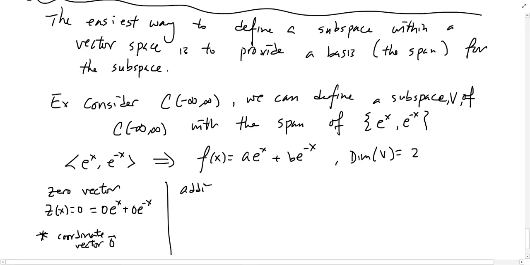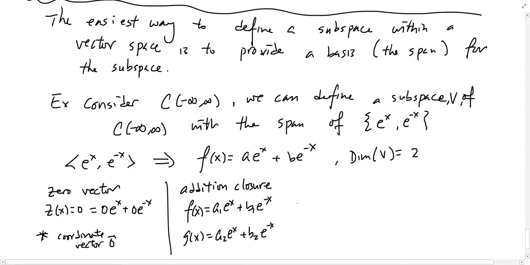Additive closure. Suppose I have function f of x, which is equal to a1 e to x plus b1 e to negative x, and a function g of x, which is equal to a2 e to x plus b2 e to the negative x. Then when I combine them together and form f plus g of x, that just equals a1 plus a2 e to the x plus b1 plus b2 e to negative x. Simple as that when I add them together.